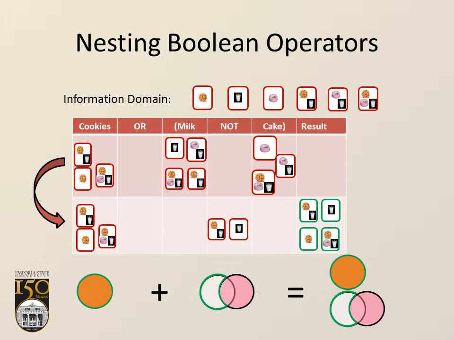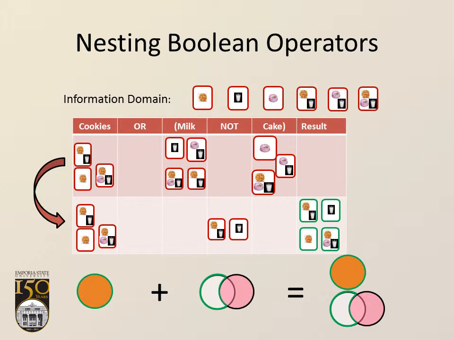We then create a set which has all cookies in it, and we combine these two together, milk not cake, and cookies, using the Boolean operator OR. When we do this, we end up with cake and milk, milk, cookies, cookies, cake, and milk.